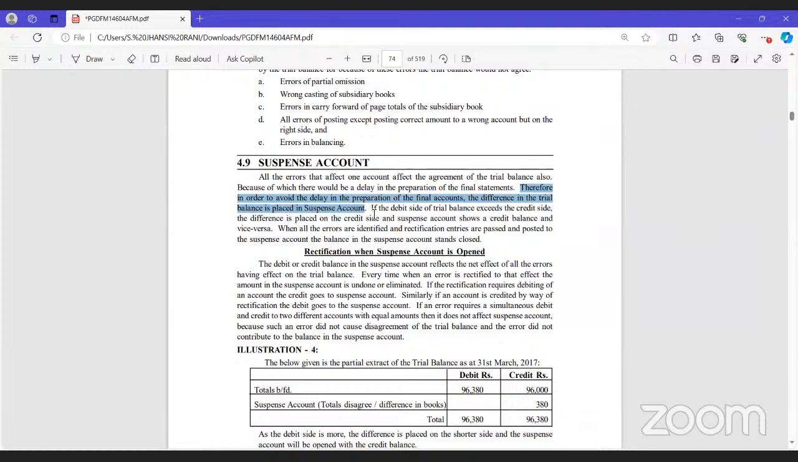If debit is more and credit is less, we write the difference on the credit side. If credit is more and debit is less, we write it on the debit side. It can be written on either side depending upon the question. Similarly, while rectifying entries, in order to rectify the errors, we open an account called suspense account. Is it clear?